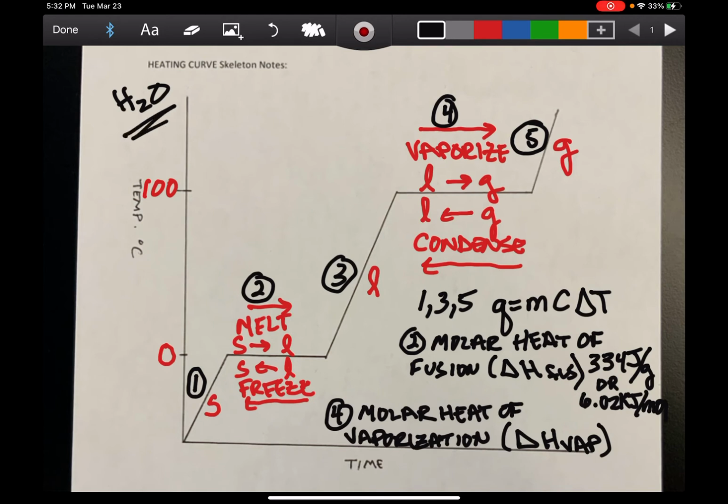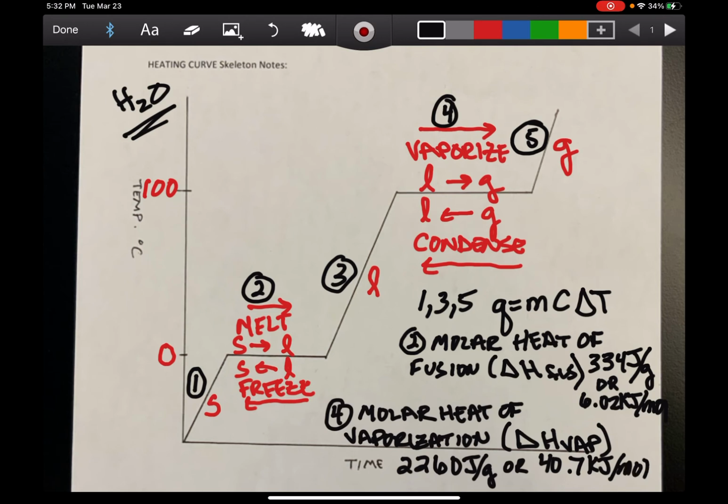So the joules per gram is 2,260 joules for every gram of water you have. Or if you want moles, you can use 40.7 kilojoules per mole.